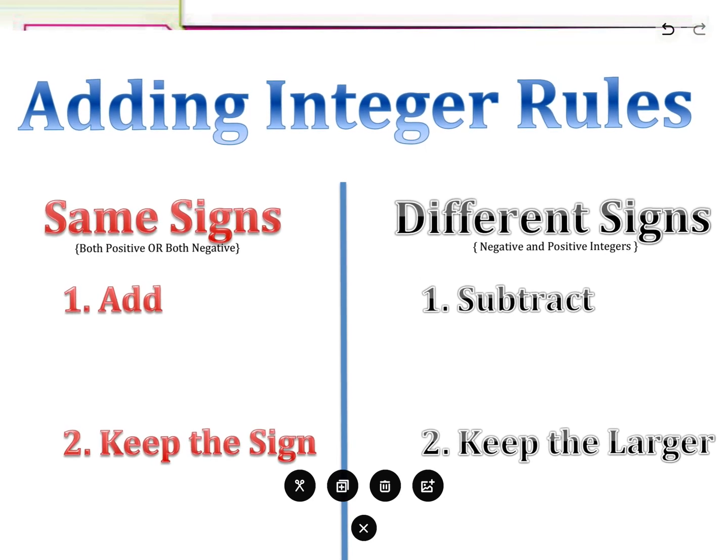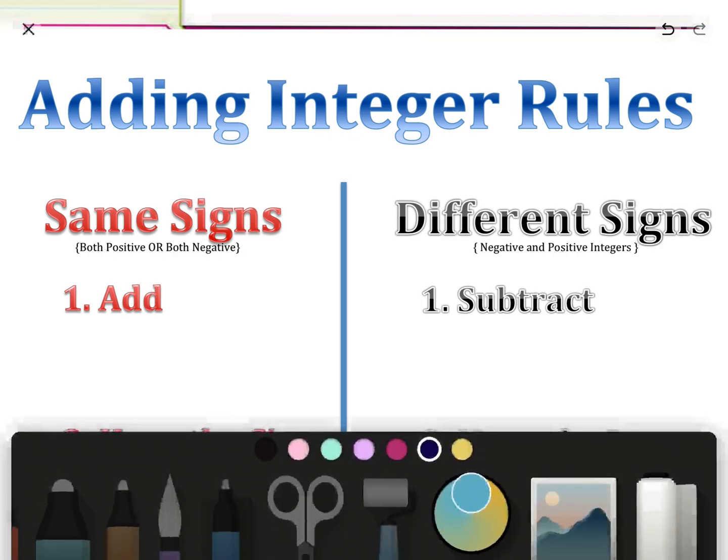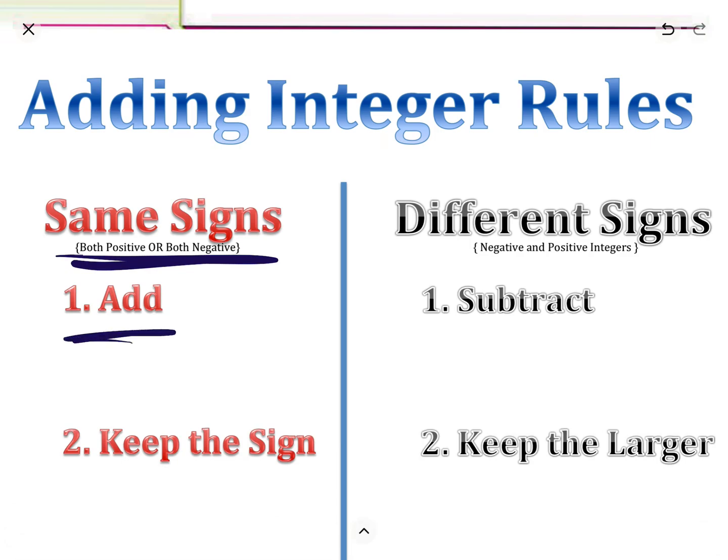If you are looking at your addition problems, the first thing that you've got to look for is your signs. If they are the same, two positive or two negative numbers, you add the absolute values and then you keep the sign. So a positive plus a positive is a positive. A negative plus a negative is still going to be negative.